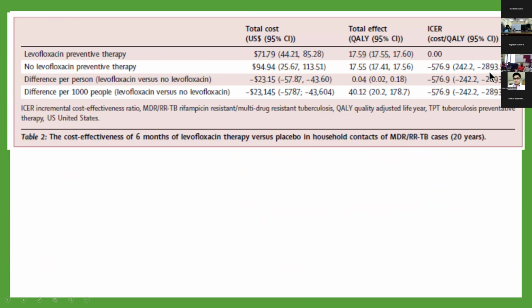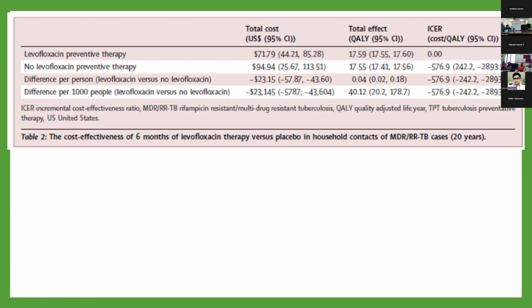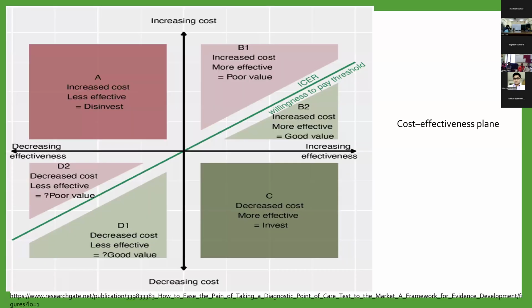So it can vary from 242 to 2893. Okay. Before we proceed, this was the ICER they got. We will look at some concepts which we have done before. One is the cost effectiveness plane, which we already looked at. So this is the ICER.